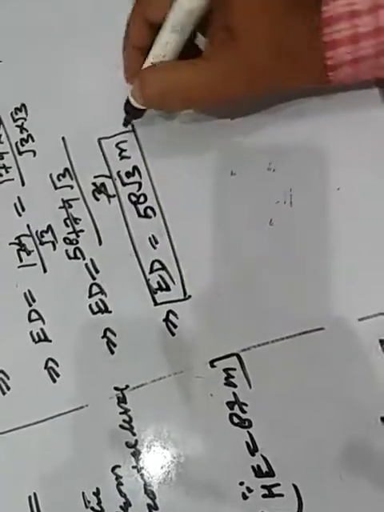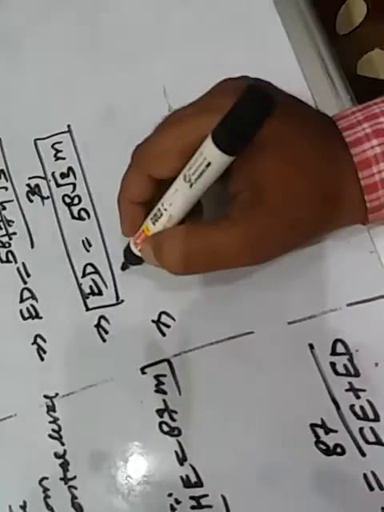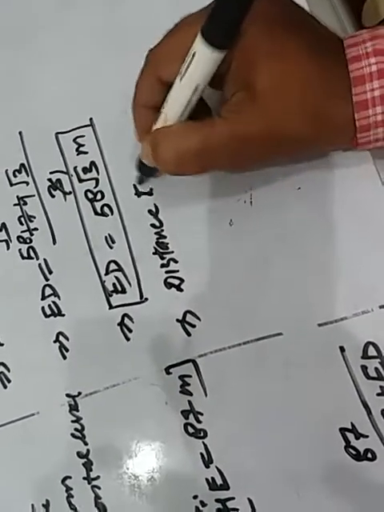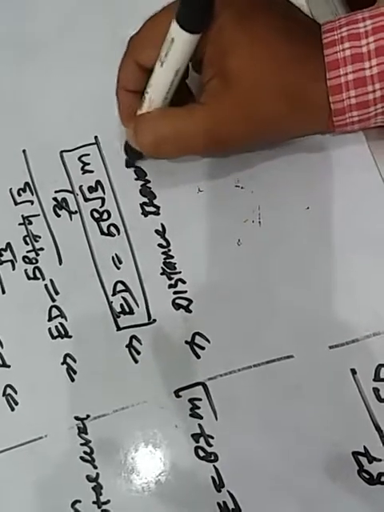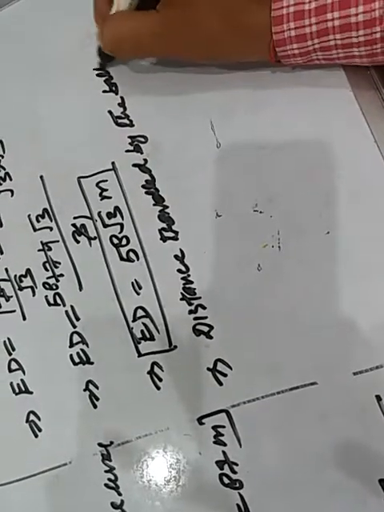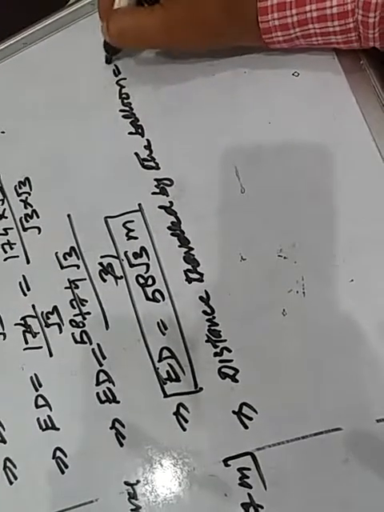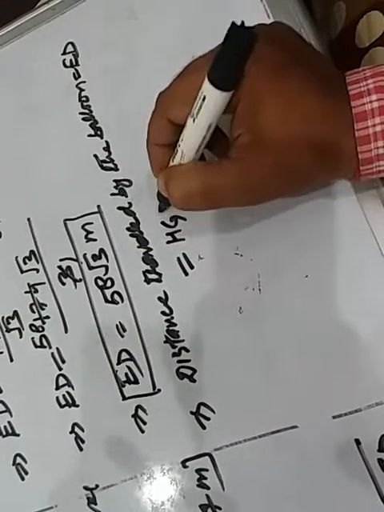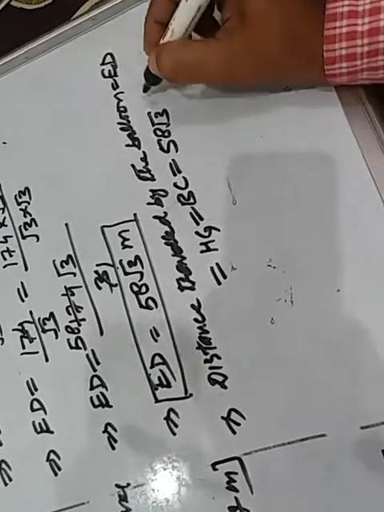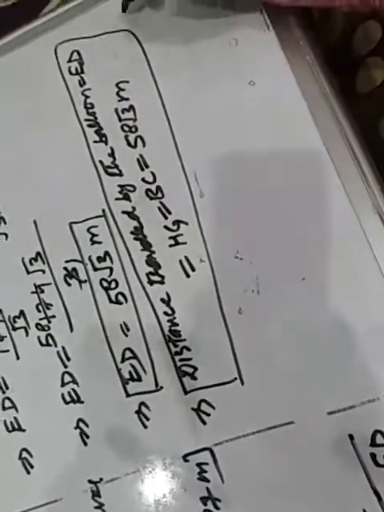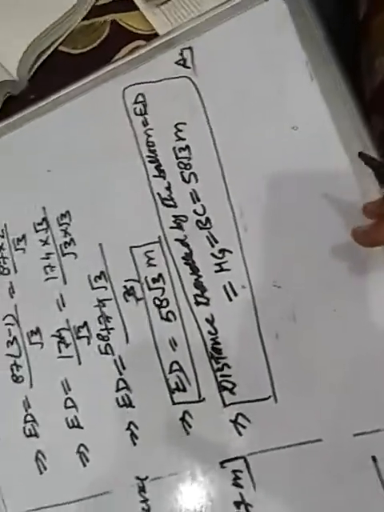What is ED? This implies that the distance traveled by the balloon, ED equal to HG equal to BC equal to 58 root 3 meter. Children, this was a big question. Clear? And see, okay, children, this is a big question, and you note it down.